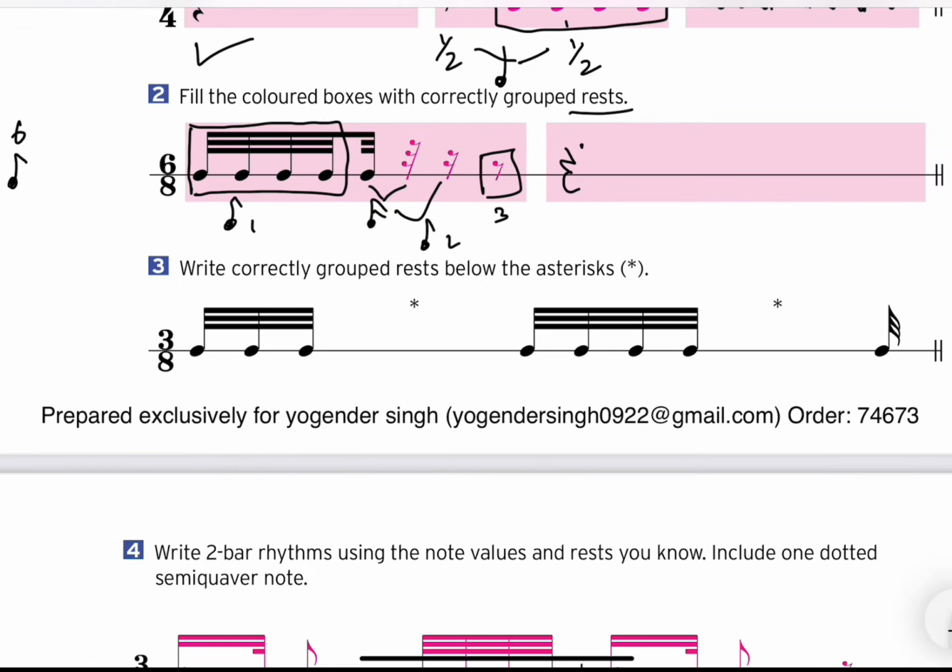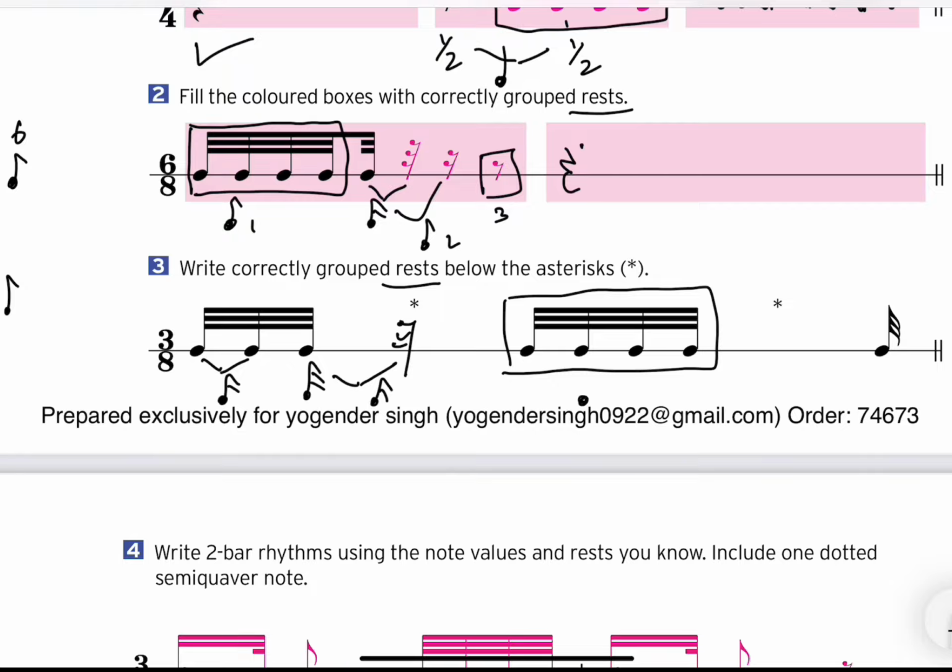So next one we have: write correctly grouped rests below the asterisks. Again the time signature is 3/8, which means we need 3 quaver beats. So these two make one semi-quaver. We are left with one demi-semi-quaver here, and that means we need to complete this one. So we need a demi-semi-quaver rest here. Then these two will complete one semi-quaver value.